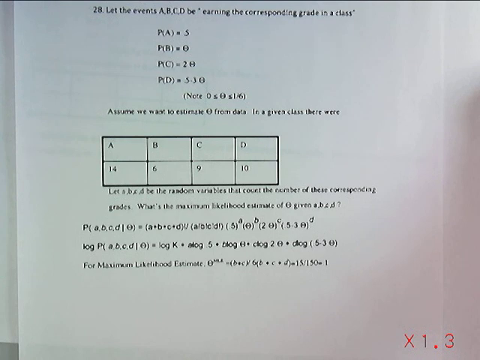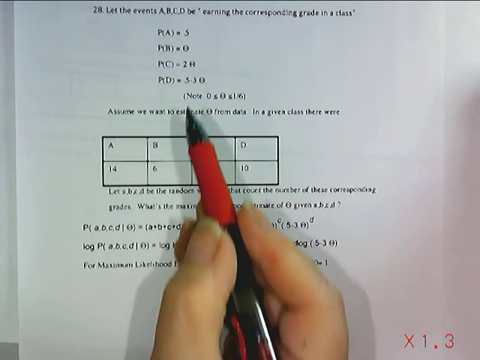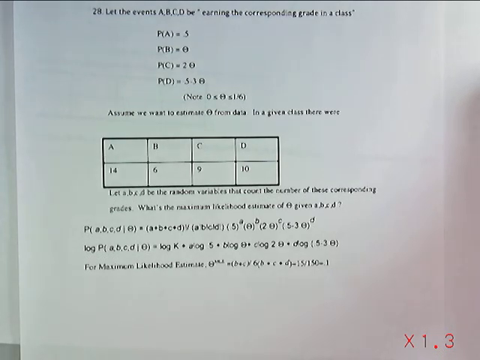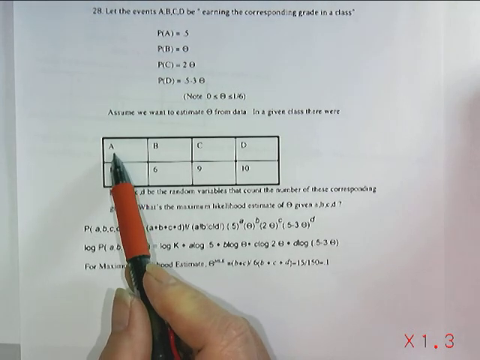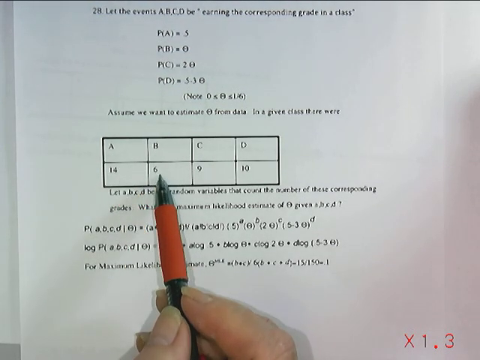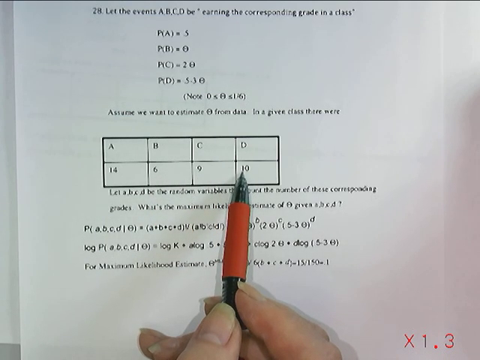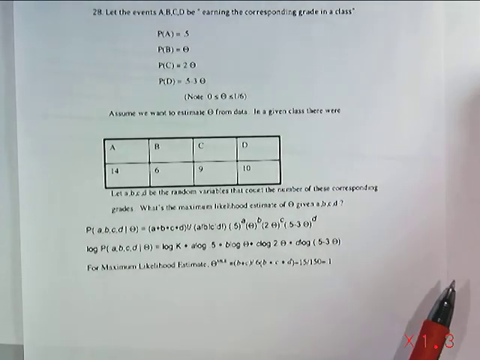of A is supposed to be 0.5, probability of B is theta, probability of C is 2 theta, and the probability of D is 0.5 minus 3 theta because everything adds up to 1 and nobody fails. So in this particular case, theta must be between 0 and a sixth because all of these numbers have to be non-negative. And we want to figure out, though, what theta is from some data. So the class had 14 A's, 6 B's, 9 C's, and 10 D's, and we wanted to figure out the parameter theta here. How do we do it?